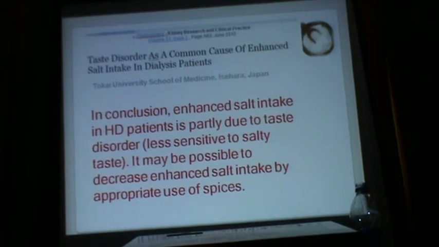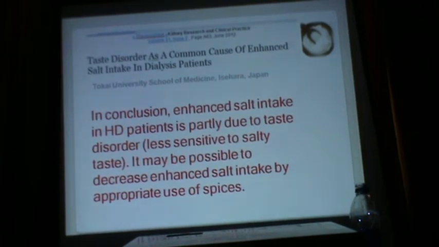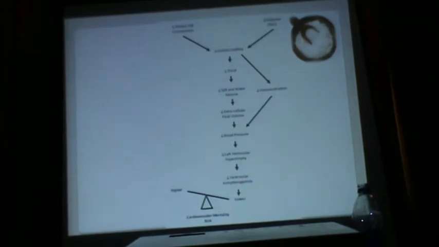Enhanced salt intake is partly due to this disorder being less sensitive to salty taste. It may be possible to decrease the enhanced salt intake by appropriate use of spices. Use pepper, use cardamom, use whatever, instead of salt. We also talked about the second source of salt, which is the dialysate.